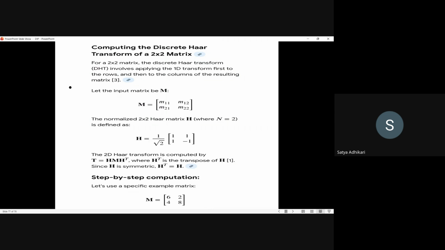So let us take a good example, with a step by step method. Suppose M is given as [6 2; 4 8], where m11 is 6, m12 is 2, m21 is 4, and m22 is 8.